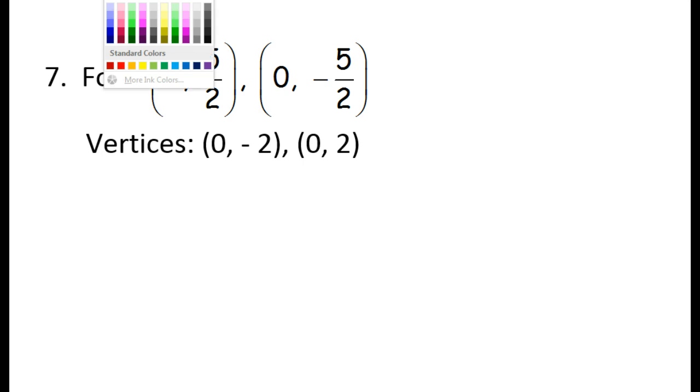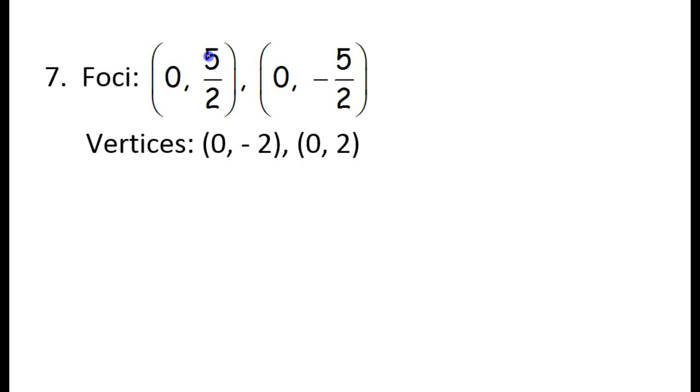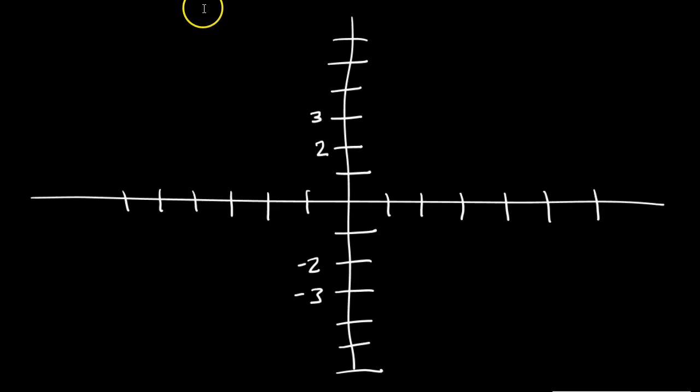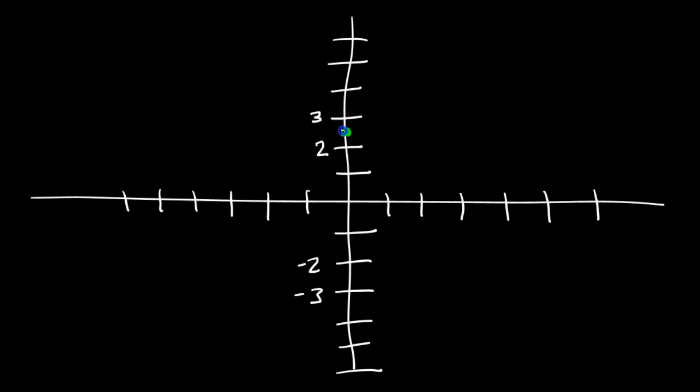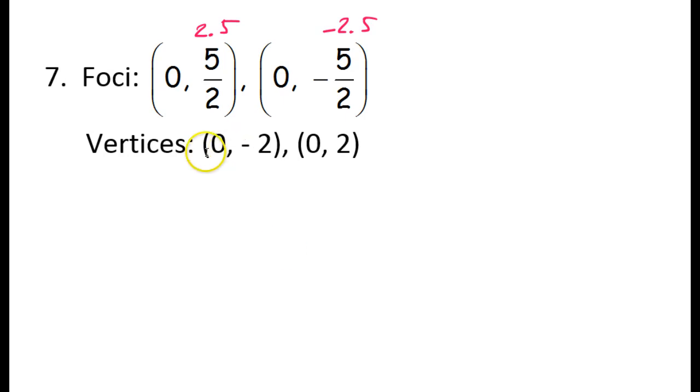As we glance at number 7, it might be useful to think about the decimal approximation. Well, actually, it's not an approximation. 5 divided by 2 is exactly 2.5. So that makes this negative 2.5. So we have foci at 0, 2.5 and 0, negative 2.5. So that means that the foci are here. Boom and boom. We have vertices at 0, negative 2 and 0, positive 2.